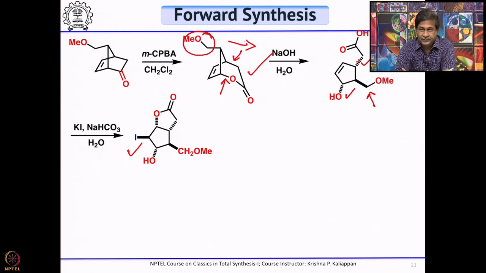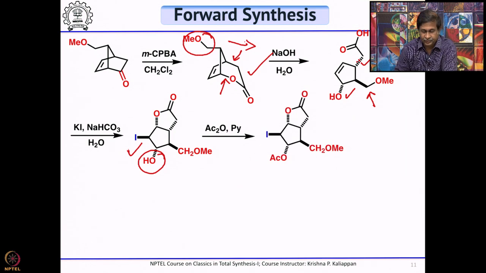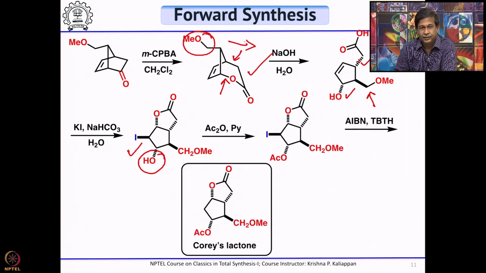So as I said, that iodine is not required because you need only the lactone and not the iodine. So it can be easily removed by treating with tributyl tin hydride and AIBN. Before that, one should protect the hydroxyl group as acetate. So you protect the hydroxyl group as acetate, then treat with tributyl tin hydride, you get the lactone. That lactone is called Corey lactone.